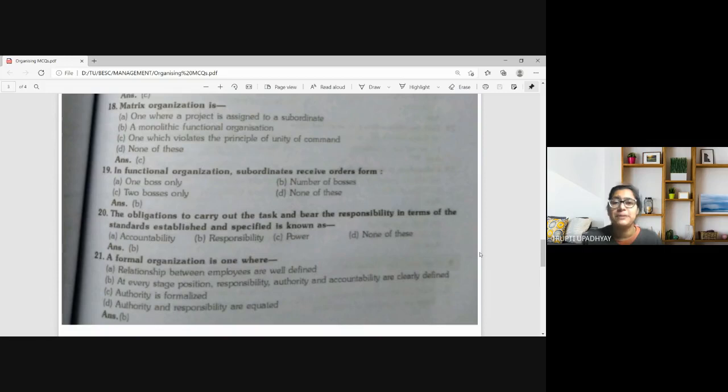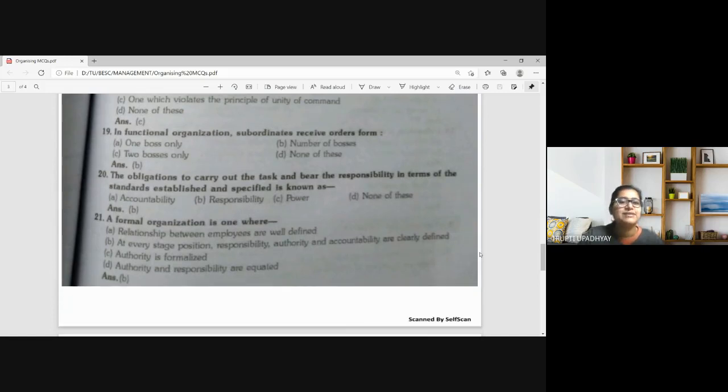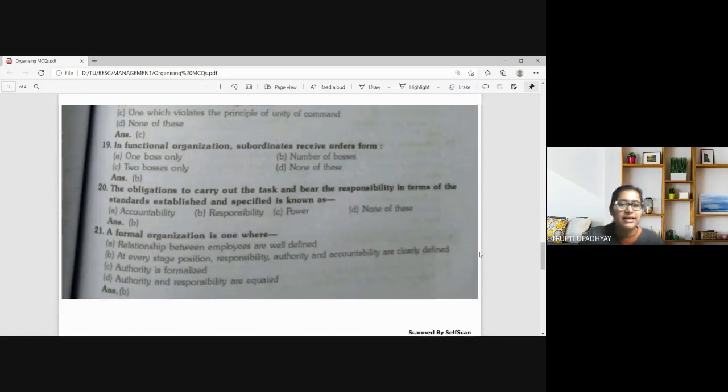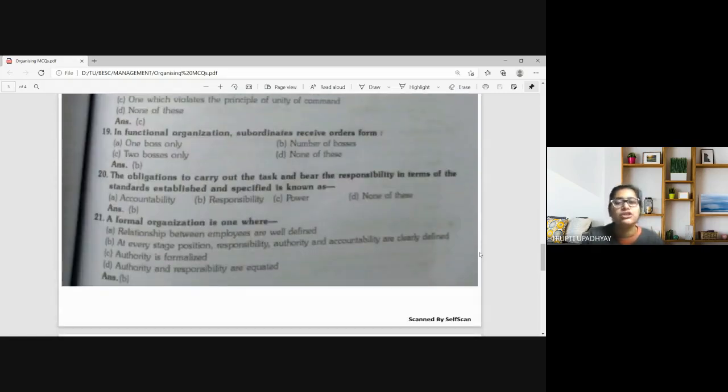But here the project manager will also supervise, and the functional head is always there, right? The line head. The next one, functional organization. In functional organization, subordinates receive orders from A, one boss only, B, number of bosses, C, two boss only, D, none of these. In functional organization also same thing happens. The subordinates receive orders from number of bosses, right?